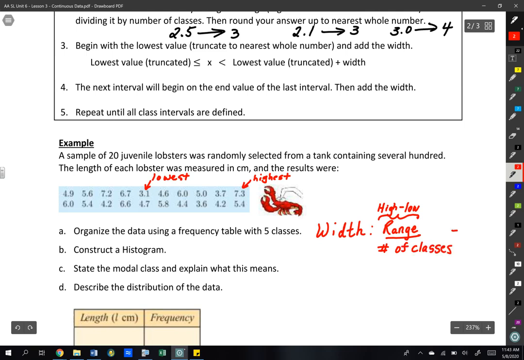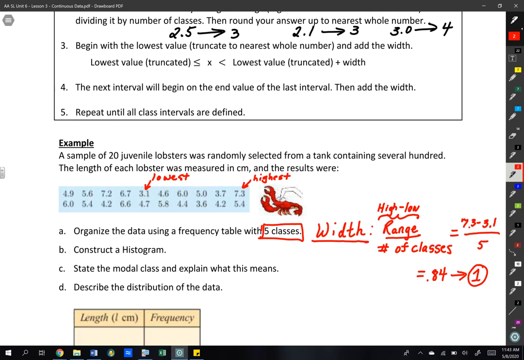All right, not too bad. So our range would be 7.3 minus 3.1. That would give us our range. And the number of classes is going to be given in all of our problems, and that's 5. So if we do 7.3 minus 3.1 divided by 5, we're going to get 0.84, and we always round up. We always round up. That would go to 1. So our width is a value of 1.